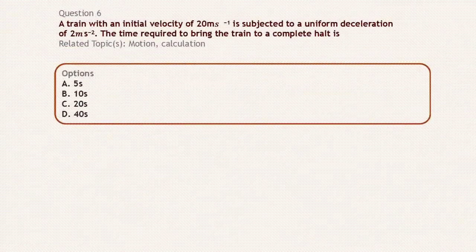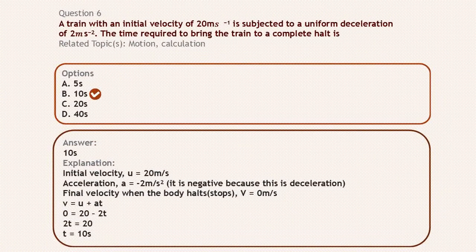Next question on motion. A train with an initial velocity of 20 meters per second is subjected to a uniform deceleration of 2 meters per second square. The time required to bring the train to a complete halt is? The initial velocity of the train here is 20 meters per second, that is u. The acceleration is minus 2 meters per second square. Why is it minus? Because this is deceleration. Deceleration is a case of negative acceleration.